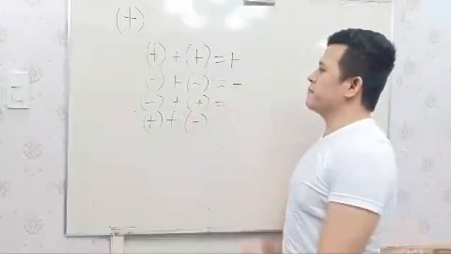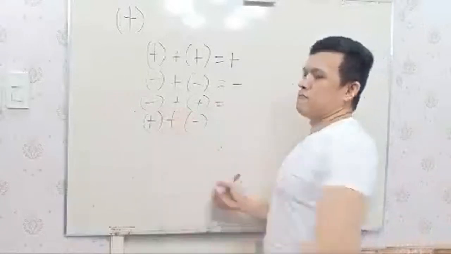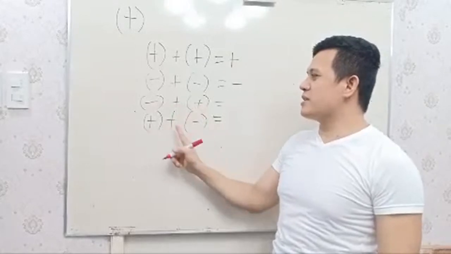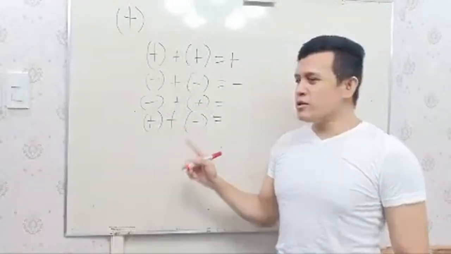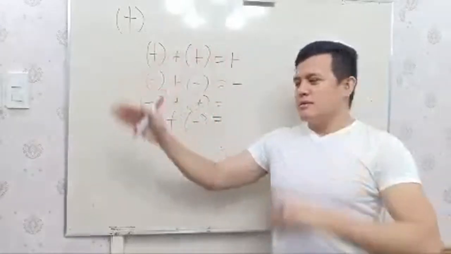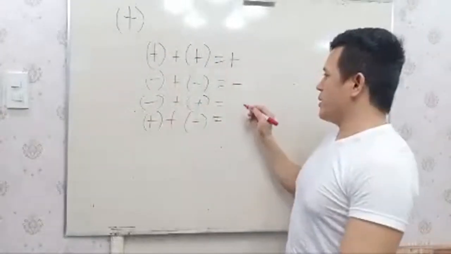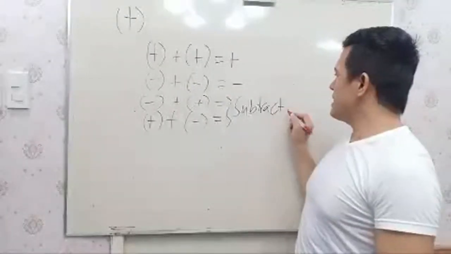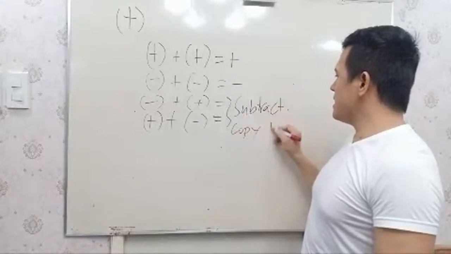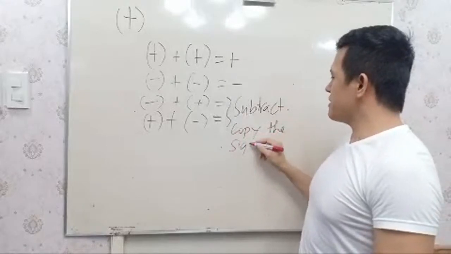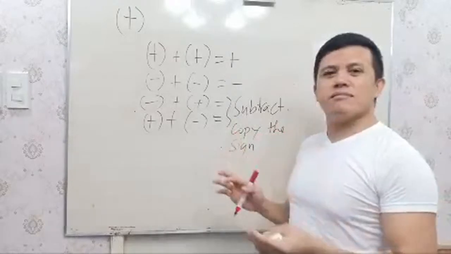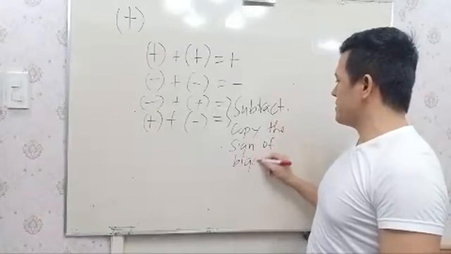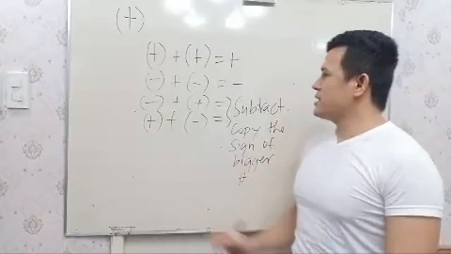Pag nakakita kayo ng dalawa ganito na negative plus positive or positive plus negative, ang gagawin nyo dyan, subtract nyo sila. Bigger number minus the smaller number, okay? And then, copy the sign of the bigger number without considering the signs, okay? Of the bigger number.